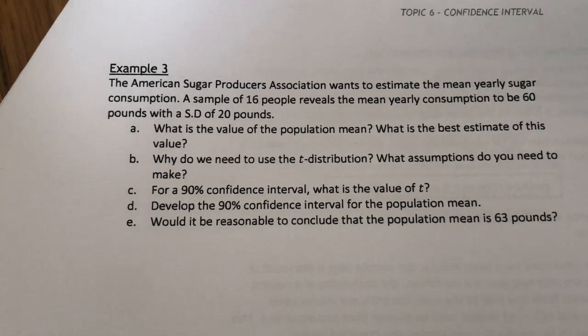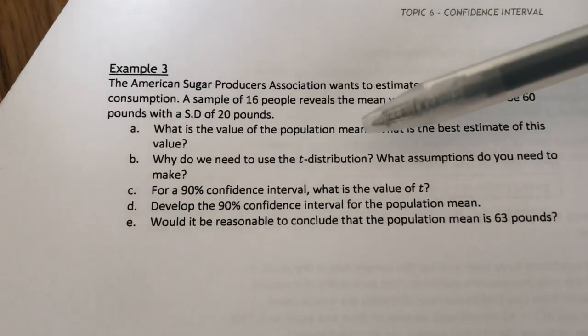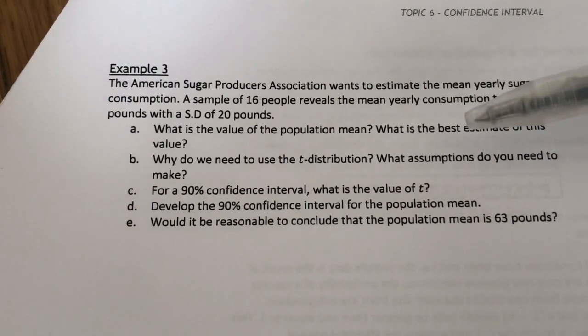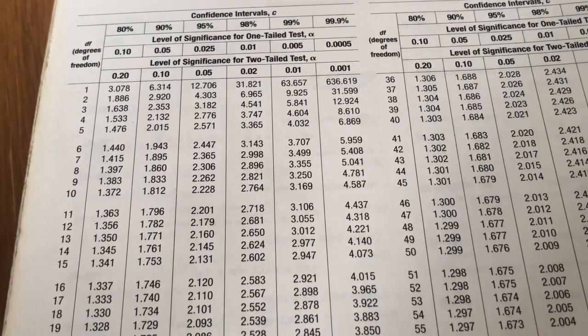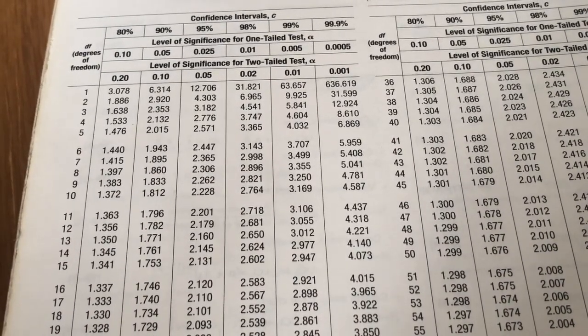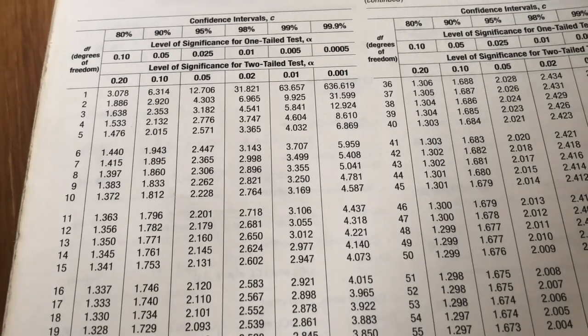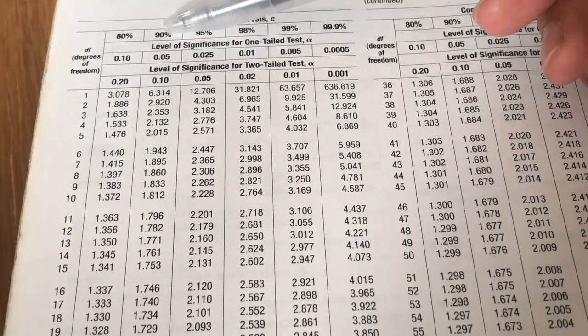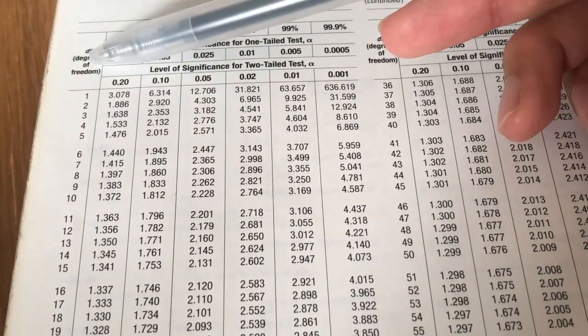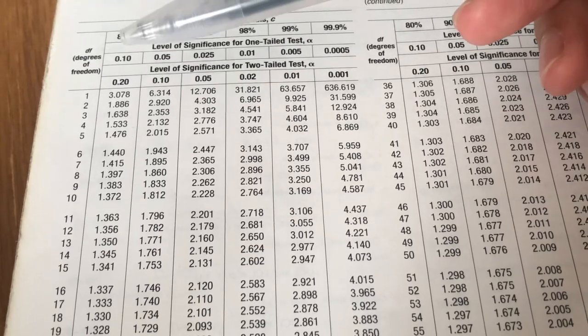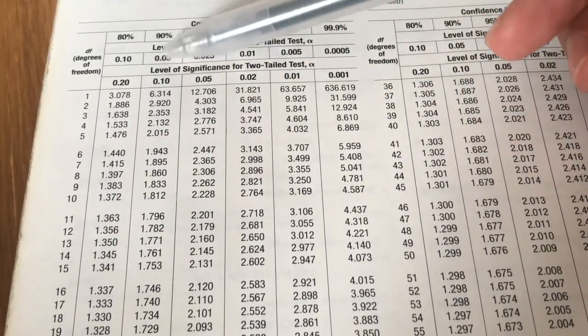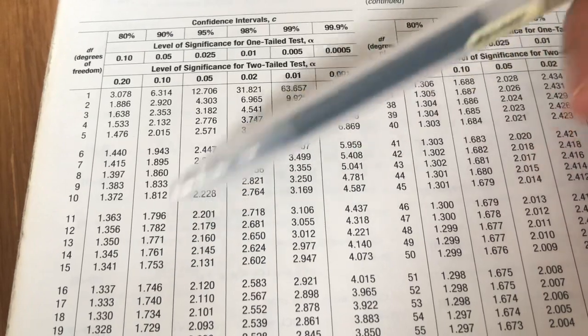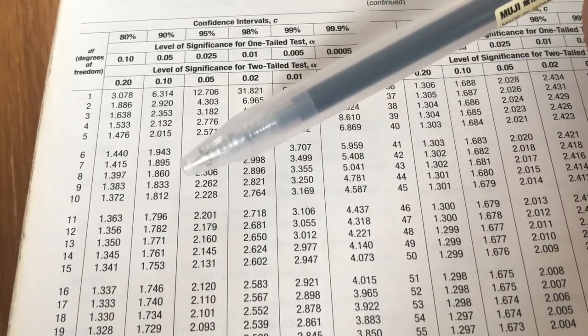C. For a 90% confidence interval, what is the value of t? Now we need to look at the t table. Our sample size is 16 and we're asked to find a 90% confidence interval. So we have 90% here, and we need to find the degrees of freedom, which is n minus 1. 16 minus 1 is 15, so 90% here and 15. This is our t value, 1.753.